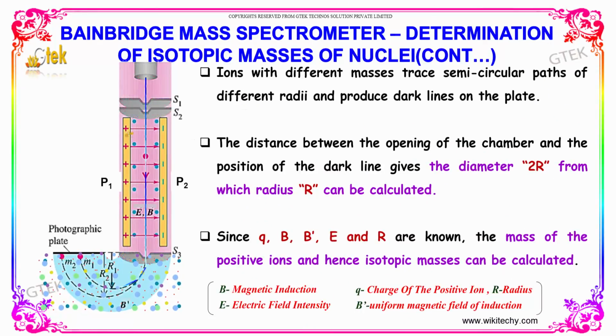Ions with different masses trace semicircular paths of different radii and produce dark lines on the plate. The distance between the opening of the chamber and the position of the dark line gives a value of 2r, from which r can be calculated. Since we know Q, B, B dash, E and r, the mass of the positive ions, and hence the isotopic masses, can be easily calculated.